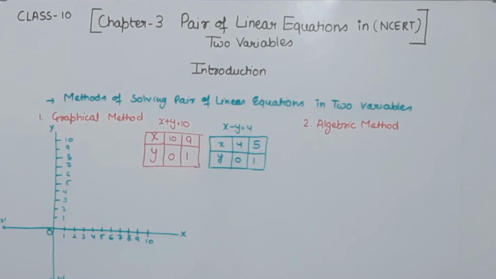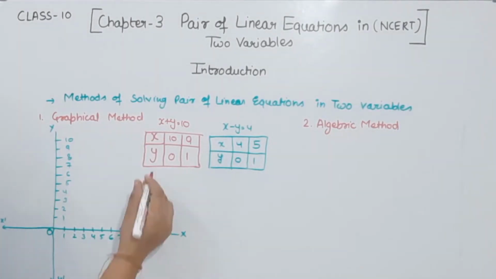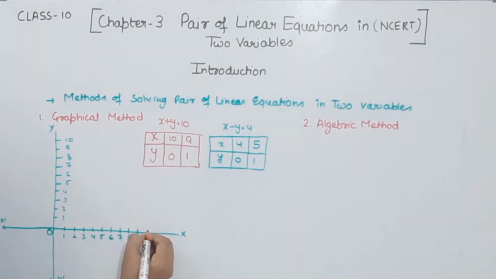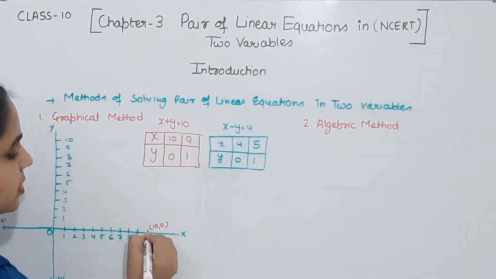Now we are going to draw the points of the first equation. This one is x plus y equal to 10. Now x is 10, then y will be equal to 0. That means y is 0 here and x is 10 here. So the point we have is 10 and 0. This is the point we have.